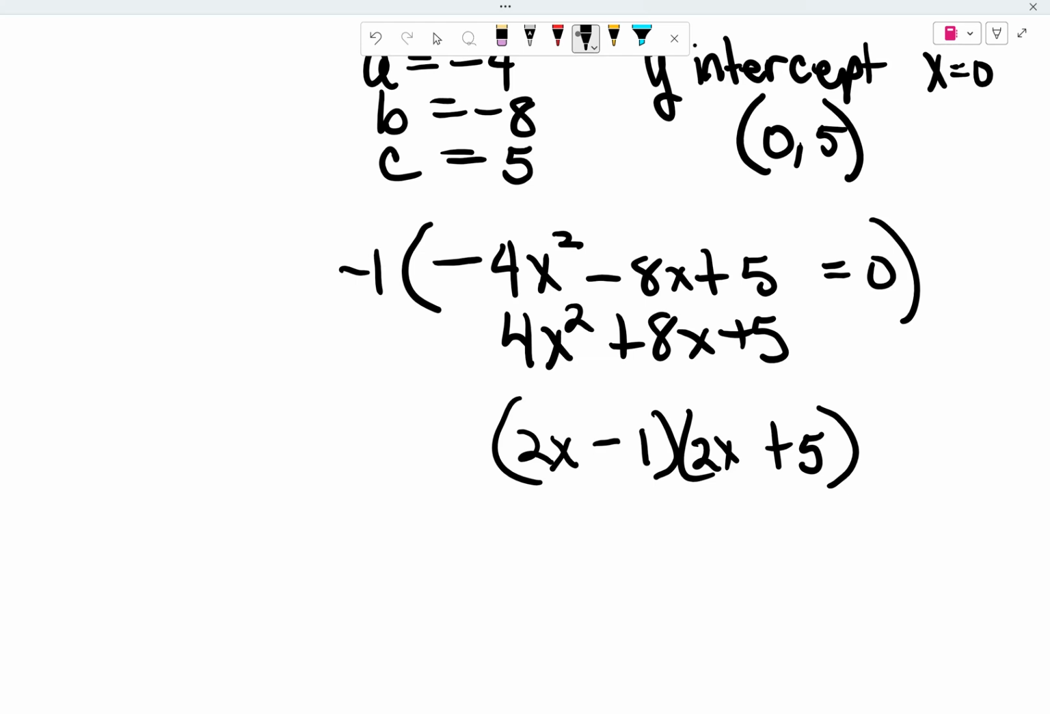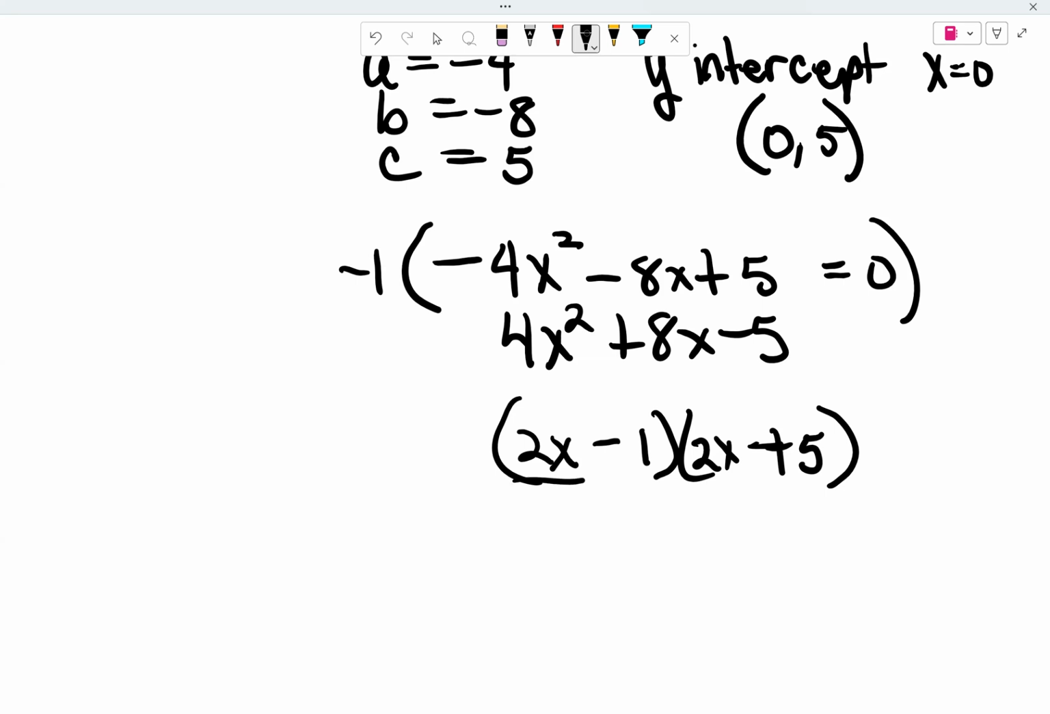Oh, yes, it would. My bad. Yes, it would. That makes sense now, because I was actually looking at it going, that doesn't make sense right now. All right, so our solutions. This would end up being plus 5. This makes sense now. You would have (2x minus 1) times (2x plus 5). That would work.